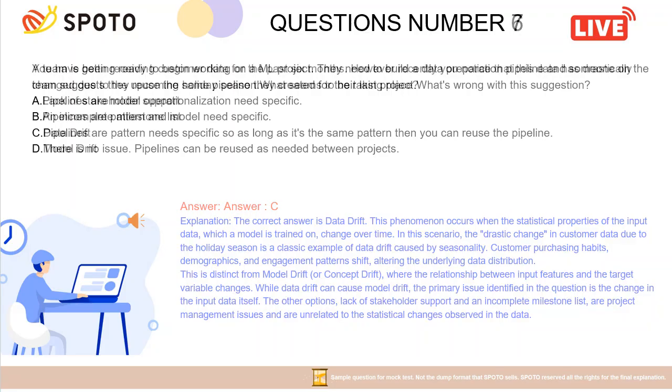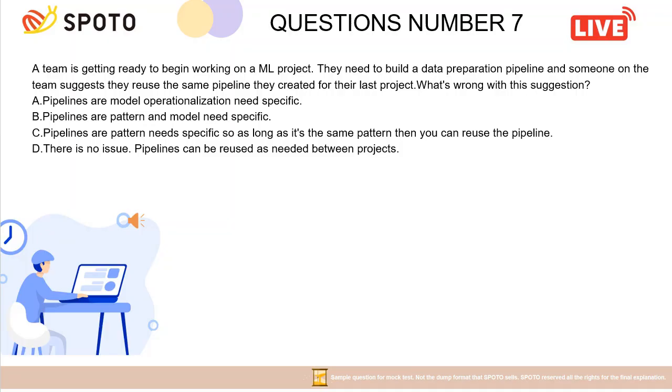Question 7. A team is getting ready to begin working on a ML project. They need to build a data preparation pipeline and someone on the team suggests they reuse the same pipeline they created for their last project. What's wrong with this suggestion? A. Pipelines are model operationalization need specific. B. Pipelines are pattern and model need specific. C. Pipelines are pattern needs specific, so as long as it's the same pattern then you can reuse the pipeline. D. There is no issue. Pipelines can be reused as needed between projects. You have 15 seconds to answer.